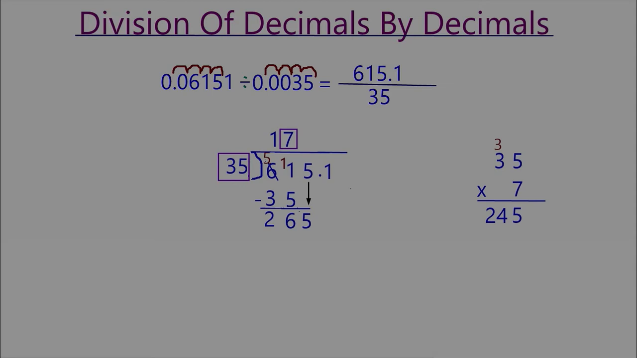7 times 35 gives 245. 245 from 265 equals 20. We want to make sure in this case that the dividend value is larger than that of the divisor, so we want to ignore the decimal point and bring down the 1.